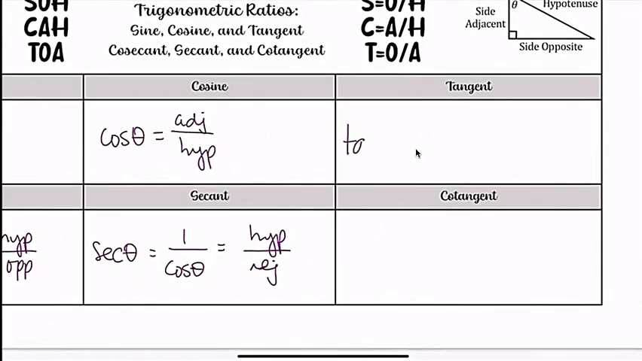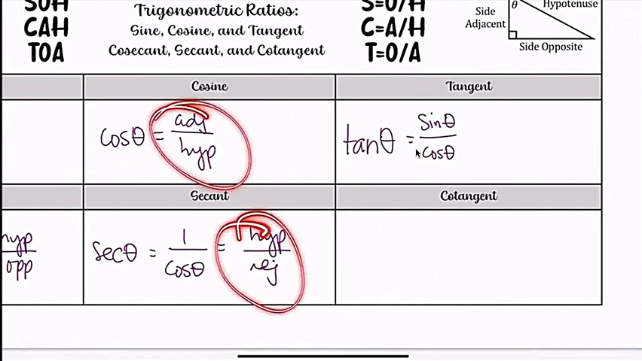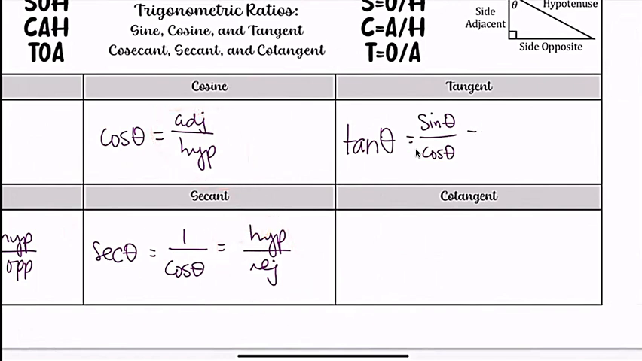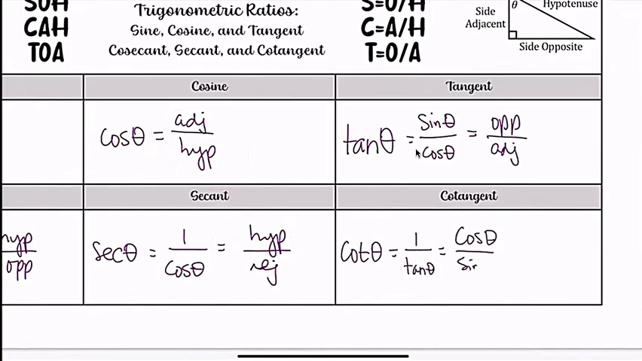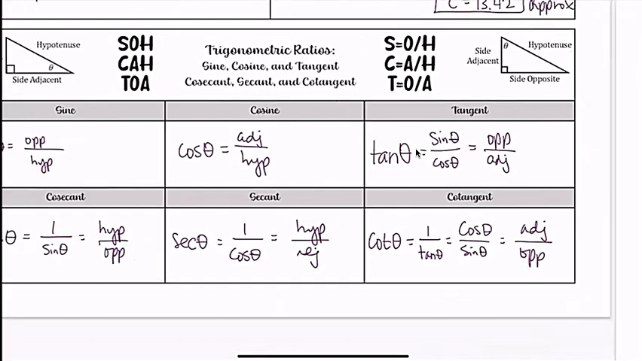Tangent's the only one that doesn't use the hypotenuse. So tan of theta is actually the sine of theta divided by the cosine of theta. And when you write those as fractions like these, if you work out the math, it ends up being the opposite over the adjacent, because the hypotenuse cancels out. And then cotangent is the reciprocal of tan, so 1 over tan. You could also look at it as cosine over sine, or as adjacent over opposite.